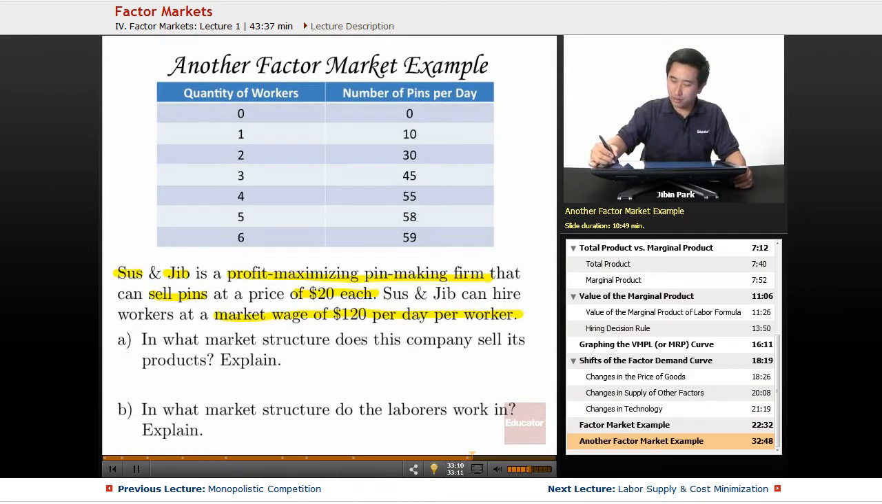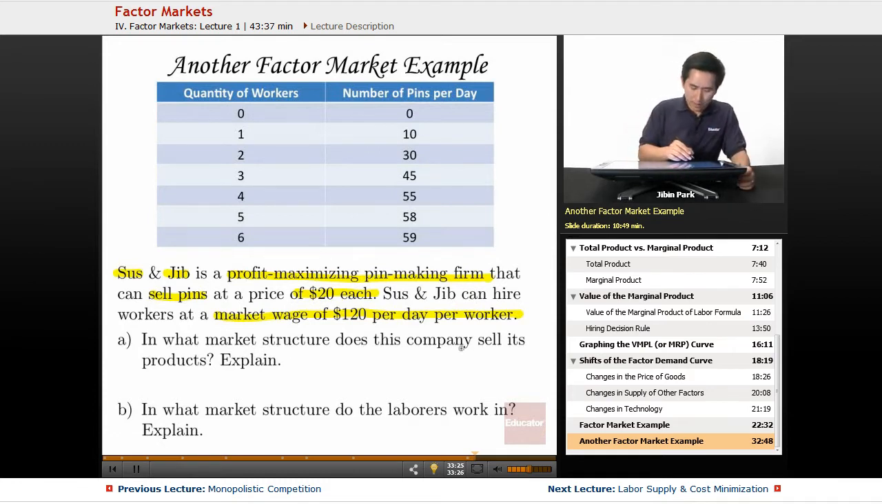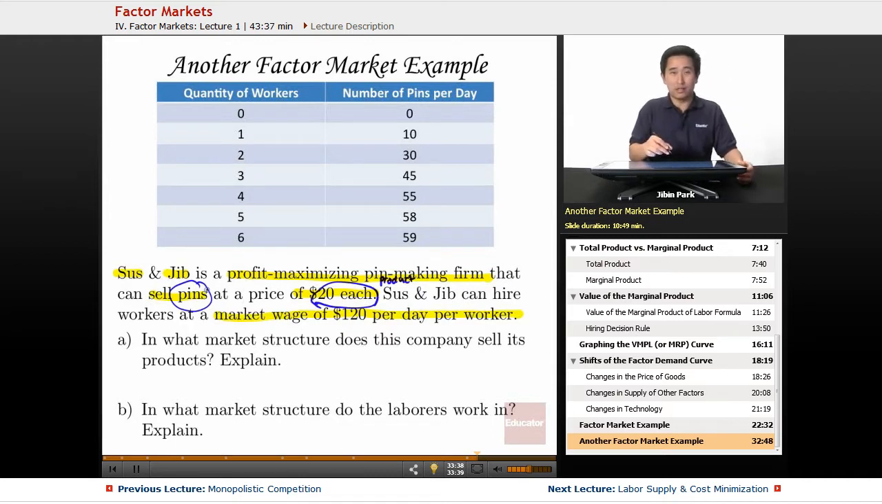Well, the first question doesn't really have anything to do with the numbers there. Sometimes they'll throw a bunch of numbers at you, and the question is going to test whether or not you understand the economics of it rather than being able to manipulate the numbers, right? So in what market structure does this company sell its product? Well, you know that they're selling at $20 each. So this is the product market, because you sell pins in the product market. So that's the key: understanding the final product is sold in the product market.